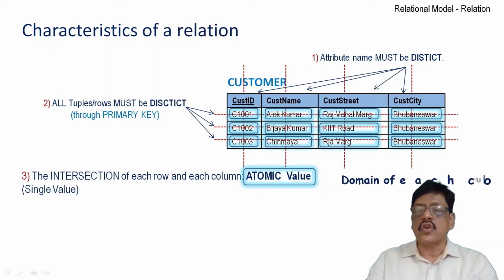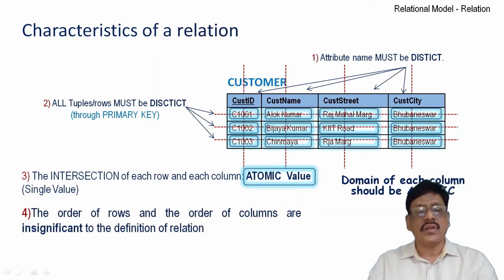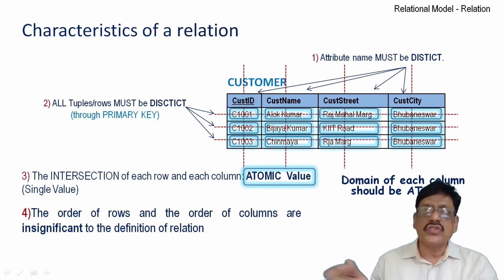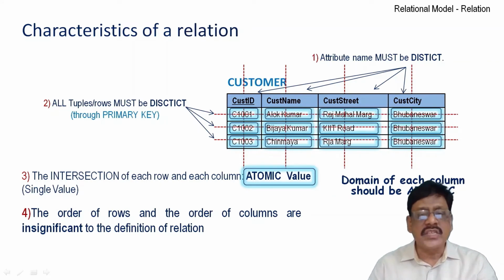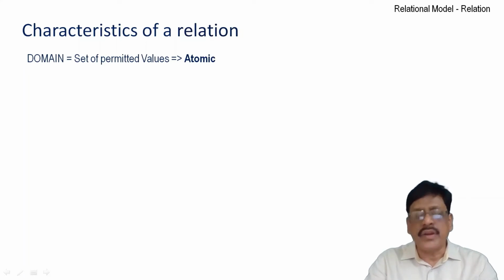Now that says that the domain of each column should be atomic. The fourth one is that the order of rows and order of columns are insignificant to the definition of the relation. If you would like to sort all the tuples in ascending or descending order of any attribute, it will not change the definition of the relation. Similarly, if you would like to rearrange the attributes in a different order, that will also not change the definition of the relation. These are the characteristics of relation. Look at here, the second example we will take.